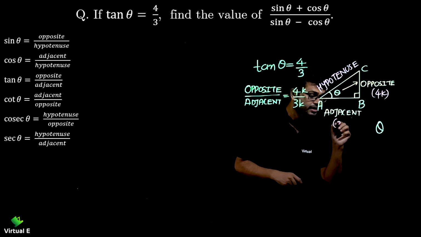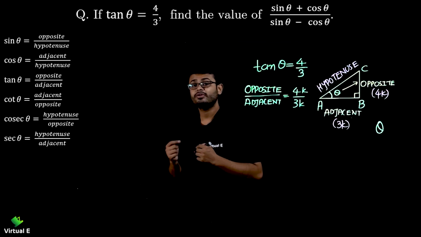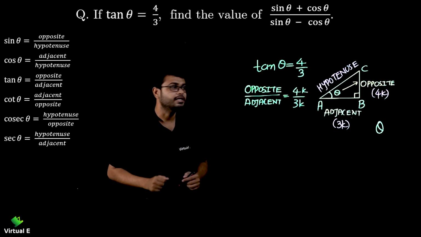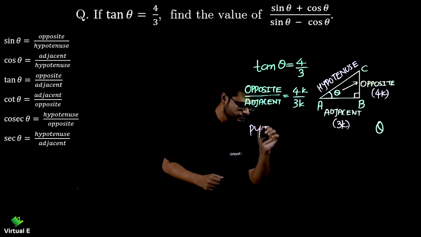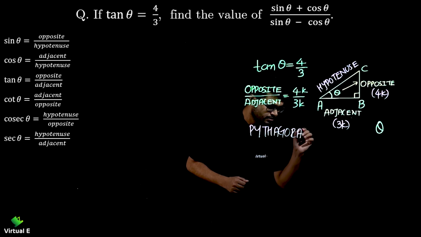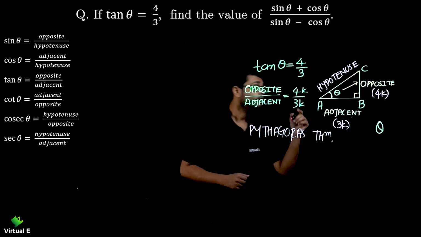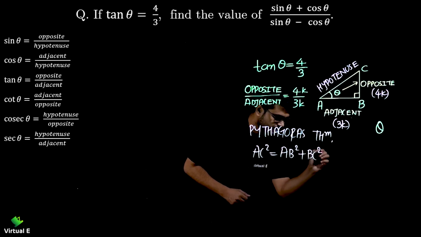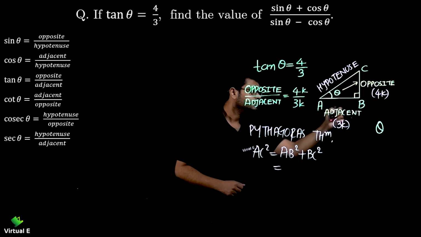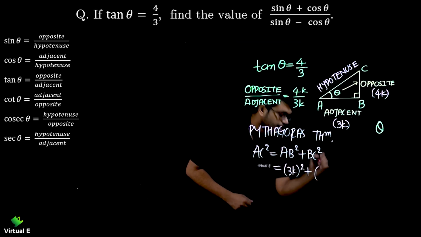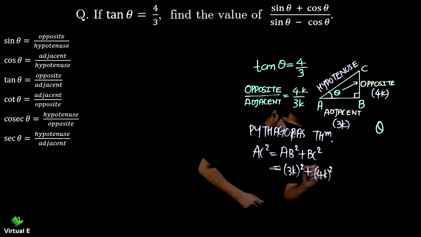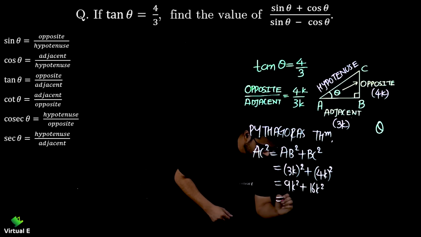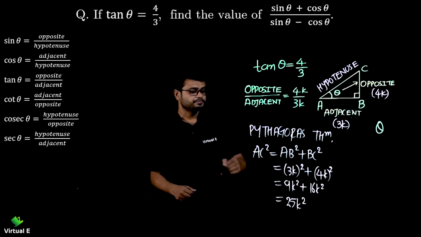Then adjacent is given as 3k, and hypotenuse we don't have, so we are going to find it with the help of the Pythagoras theorem, and then we are going to get the values of the ratios sin theta and cos theta. Let's do it. Pythagoras theorem: AC square is equal to AB square plus BC square. Simple. AB is given as 3k, whole square, then BC is 4k, whole square. So 3 square is 9k square, 4 square is 16k square, here 25k square. Now we need to find AC.